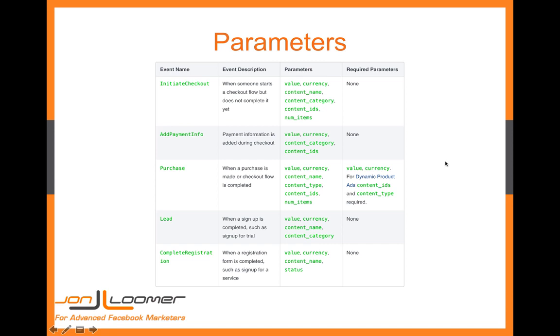Then initiate checkout, add payment info, purchase, lead, and complete registration, and all the various parameters you may use. I think purchase is probably going to be the most complicated of all these, where you can provide the value, the currency, and then with dynamic product ads, you've got to make sure you include the content IDs and content type too.